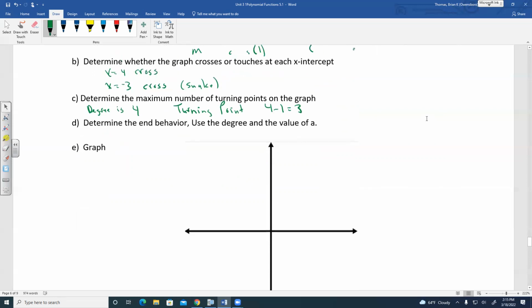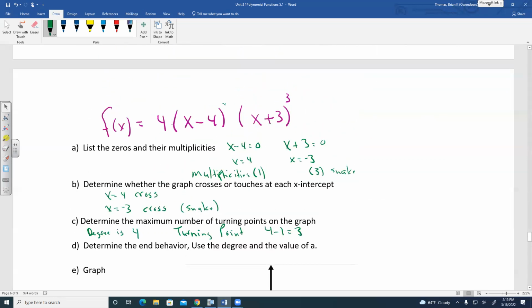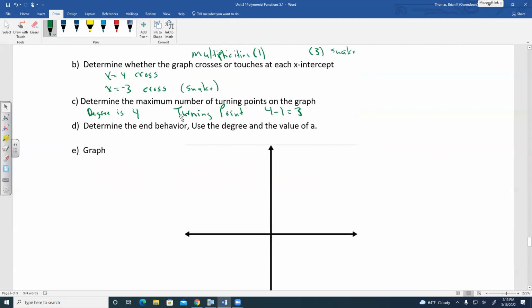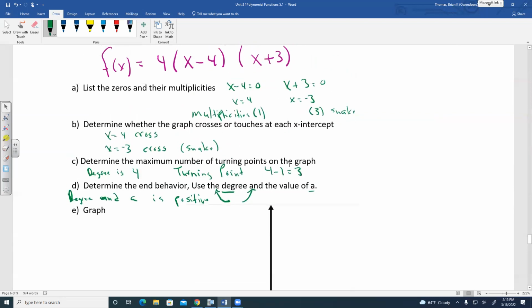So as far as the end behavior goes, that's where the a value comes in. Notice how a is +4. So we have to use the degree and the a value. Since the degree is even and a is positive, the end behavior has to be the same. And since a is positive, the left side should finish up and the right side should finish up. So when I graph this, that kind of guides me along here.